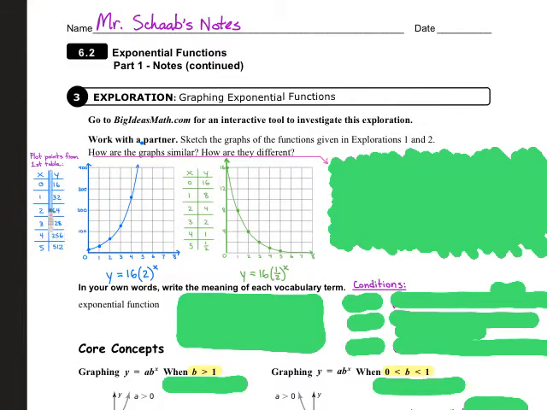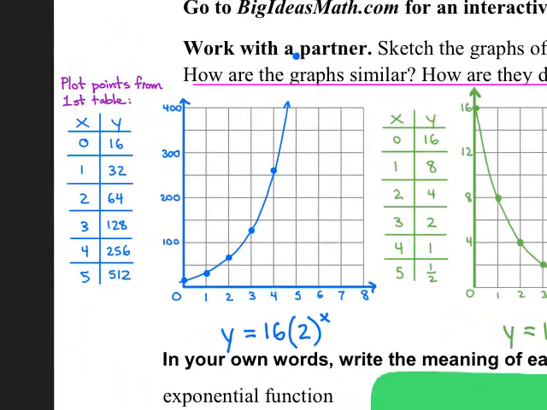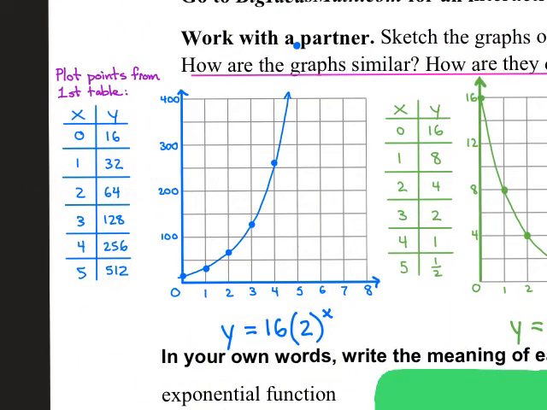But what I did was I copied the points from the first table in the first exploration here, and the points from the second exploration here. All right, so we got the blue exploration, we got the green exploration. So first, these are the numbers we got. I'm going to zoom in on that a little bit. All right, so you can really see what's going on here. So this is our function down here at the bottom, y equals 16 times 2 to the x power. So remember, we were plugging in 0 through 5 for x, and these are the numbers that we got for y when we plugged it into the function.